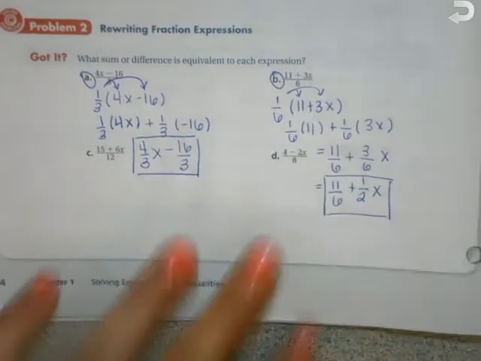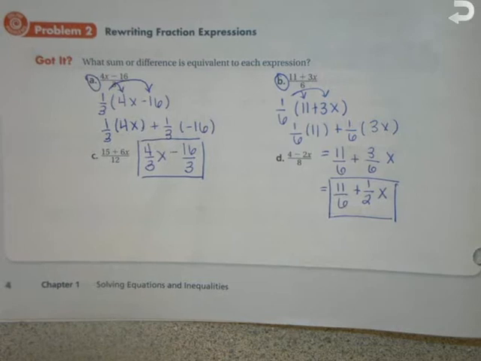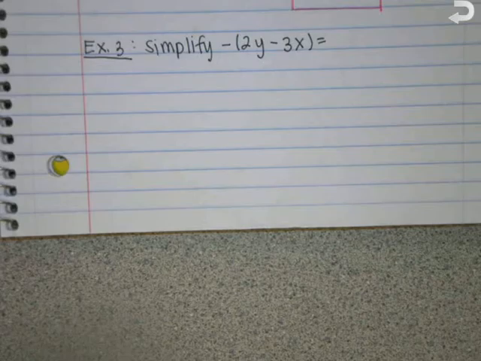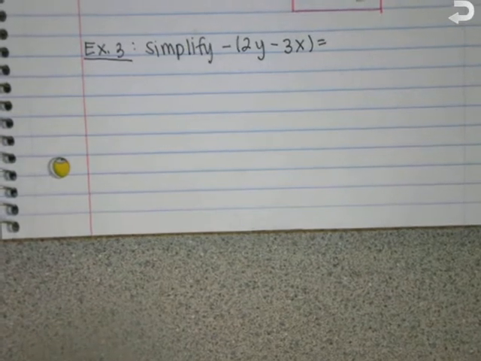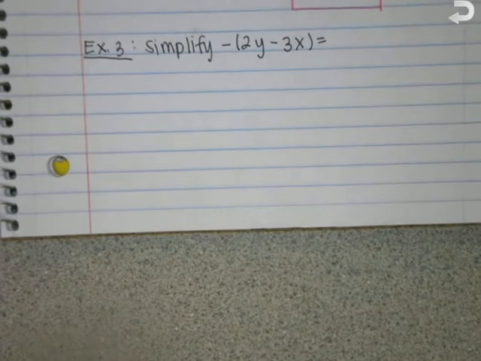You do have to reduce it. So if you forgot, make sure you do it now. Always reduce. All right, then example 3. So back to your notebook. Simplify negative times 2y minus 3x.